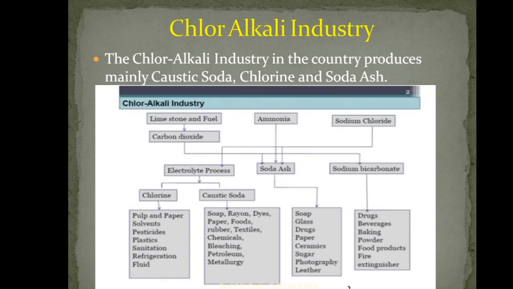So this is about the chlor-alkali industry. The chlor-alkali industry in the country produces mainly caustic soda, chlorine, soda ash and sodium bicarbonate. Out of that, chlorine and caustic soda are produced by an electrolytic process from sodium chloride as a raw material. Soda ash is prepared using raw materials such as limestone, ammonia and sodium chloride. So these are the different uses for these different chlor-alkali products.